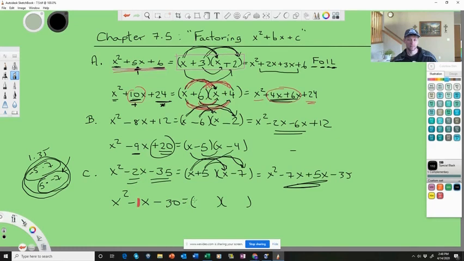You should have this. These are both x's. 6 times 5 is 30, but I need them to add up to negative 1. So this will be negative, this will be positive. And if you check it, you will see that we have the right answer.